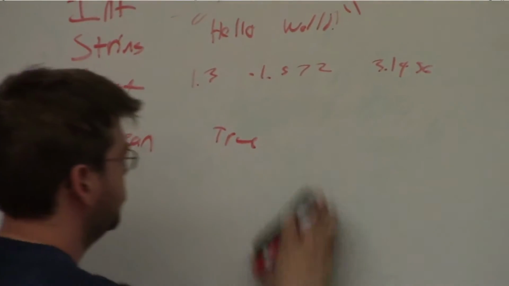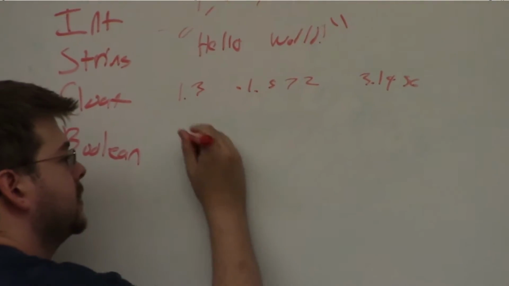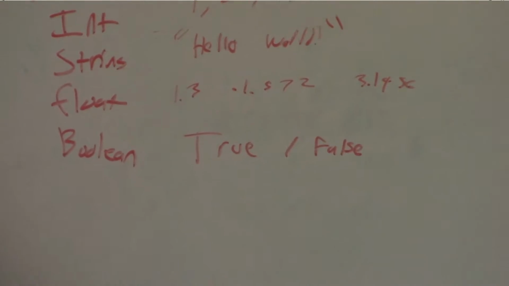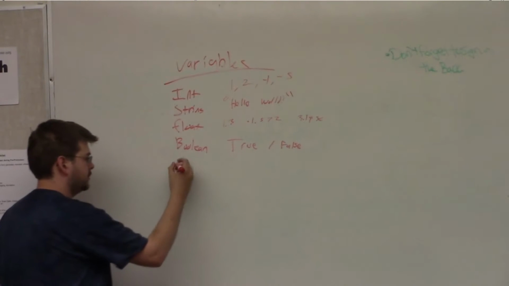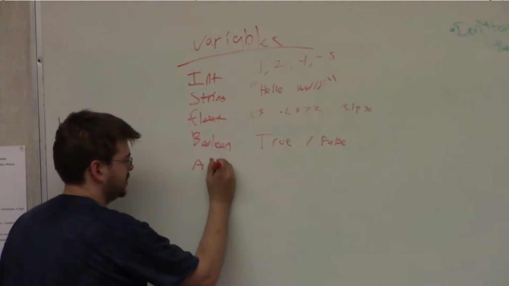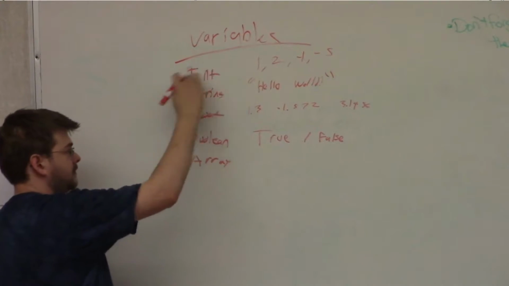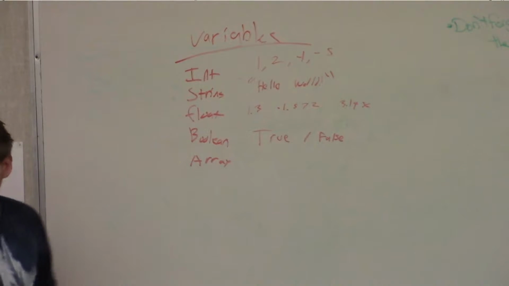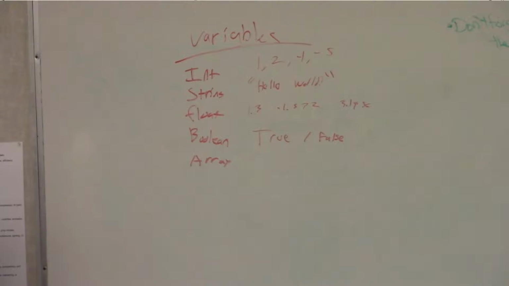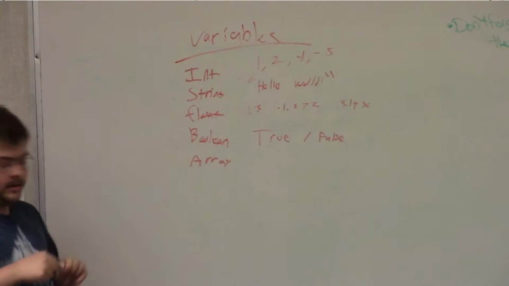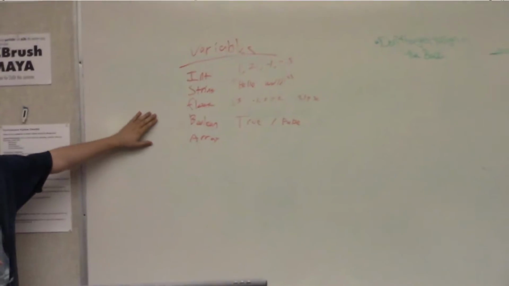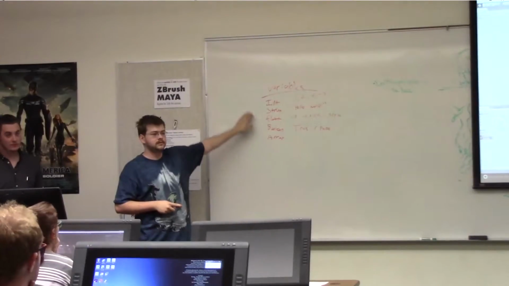Handwriting is a little bad sometimes. And there are others. Another popular one is an array, which is just a list of integers, strings, floats, booleans, etc., or objects. It could store objects as well. All right. Anyone have any questions about what variables are? No. Okay.